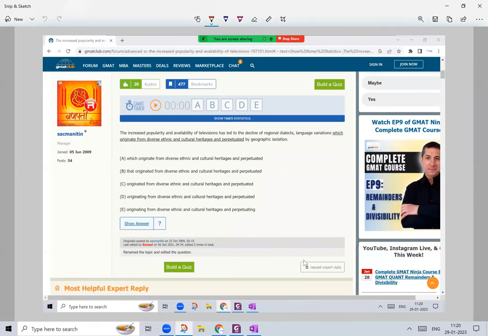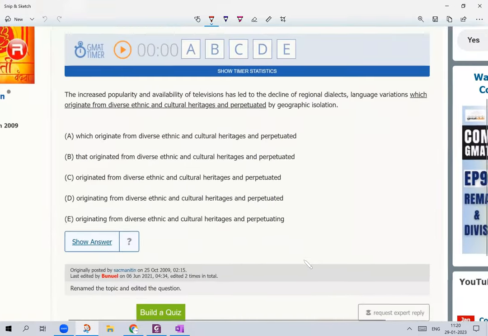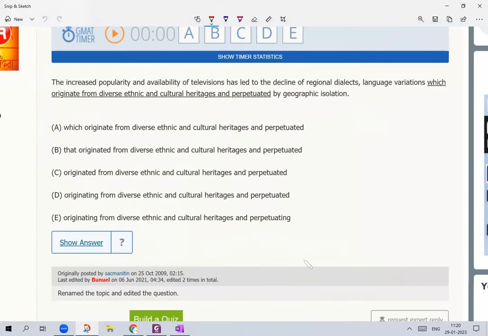Don't tell me what is the right answer. You have to take 2 minutes or 3 minutes, nothing to worry about, and tell me why options are wrong. Ensure that you have some reasoning, let it be right or wrong. That doesn't matter at all. So this is the question in front of you. Choose the answer. I'm not speaking for 2-3 minutes. Please carry on.